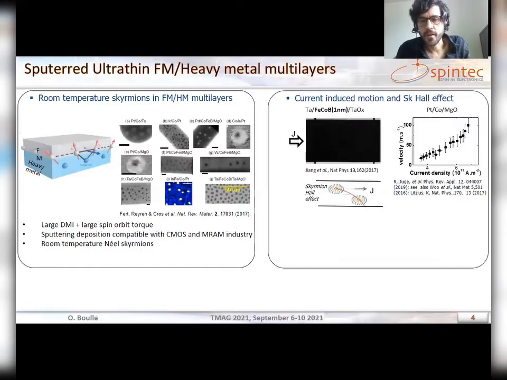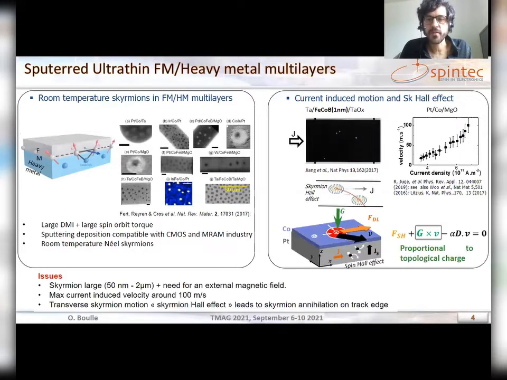Current-induced motion has also been demonstrated in this class of materials, with velocities over 100 meters per second. The force that drives the skyrmion dynamics here is due to the spin-Hall effect, where the charge current flowing in the heavy metal is converted into a spin current due to the large spin-orbit coupling, which is then absorbed by the ferromagnetic layer. And this leads to a force along the current direction.